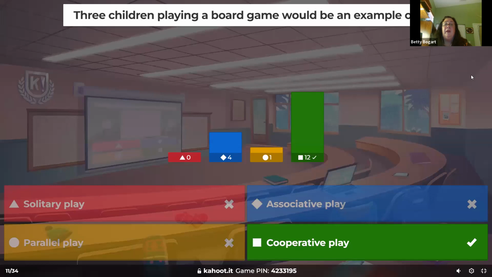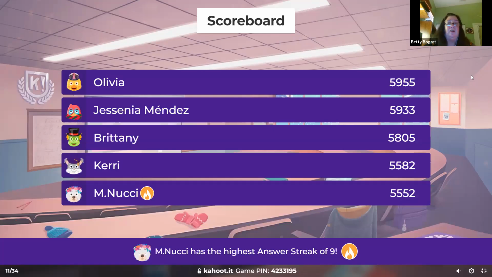And it's cooperative play. Associative, kids play together, but there's no goal in the end. They're just playing together. Cooperative means they're playing together with a goal. What are they going to do? And checkers is a great example of it.